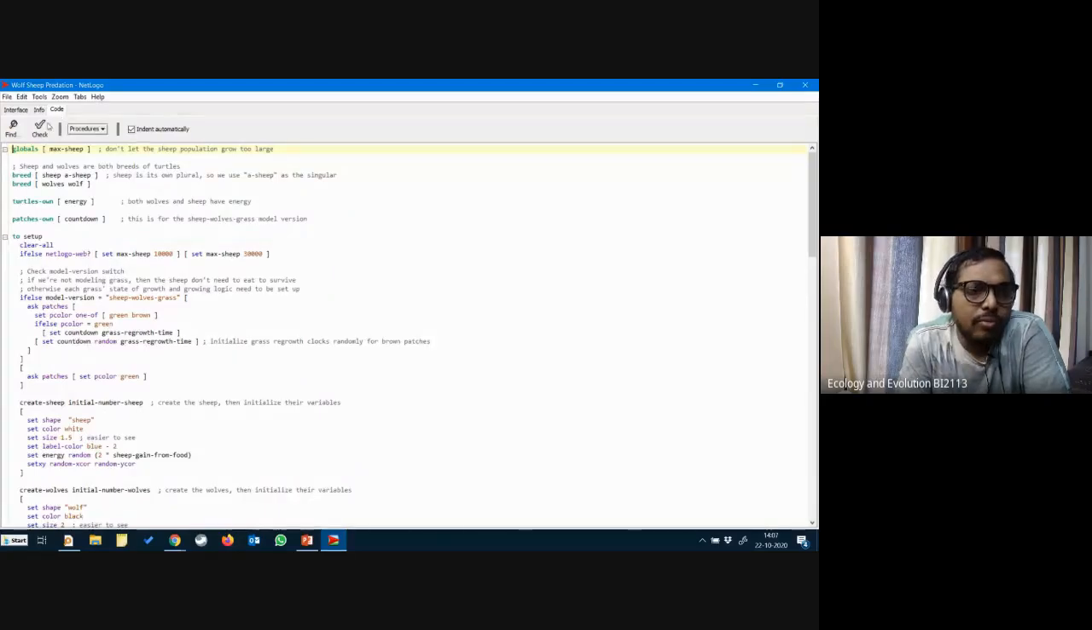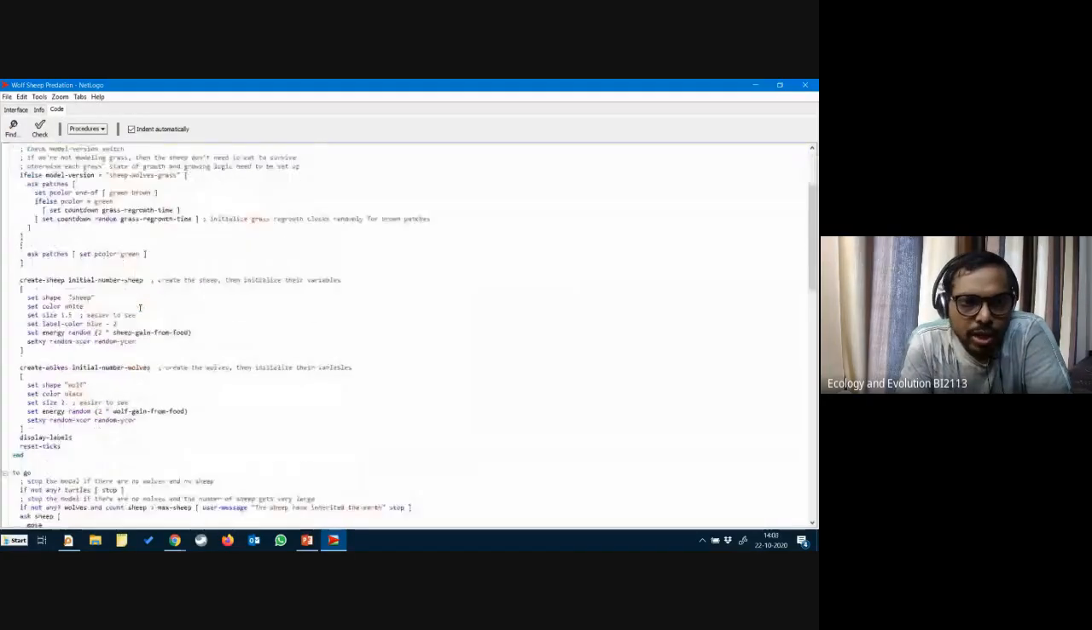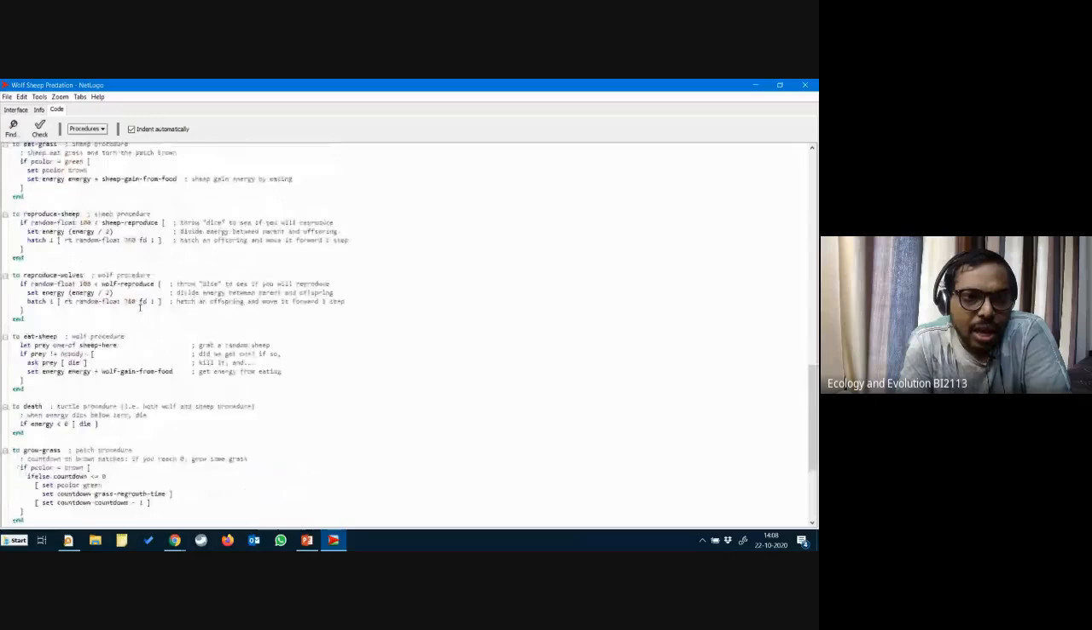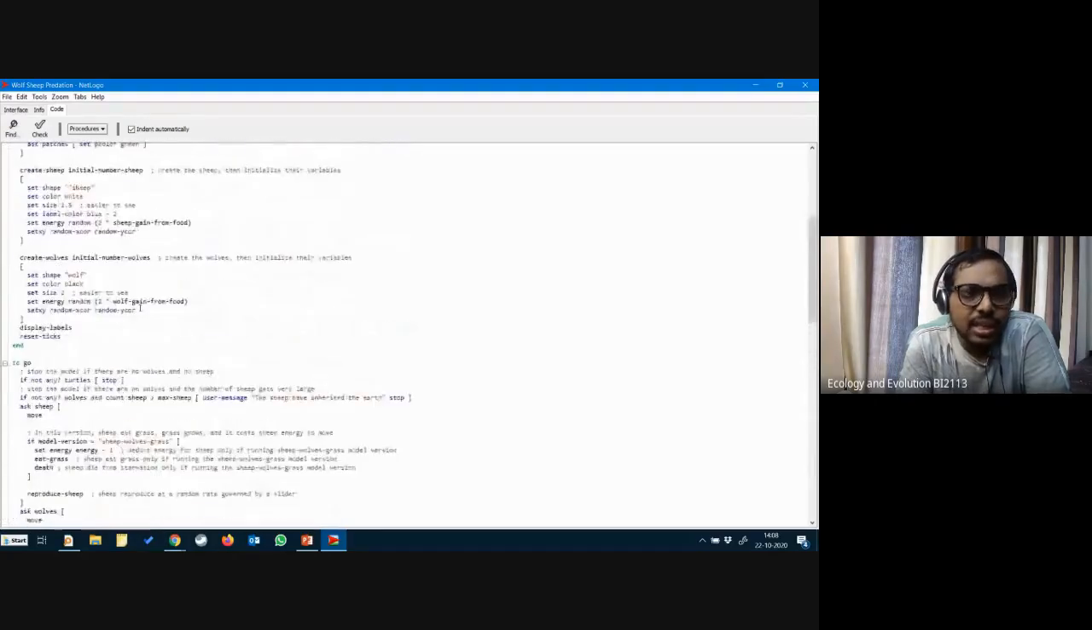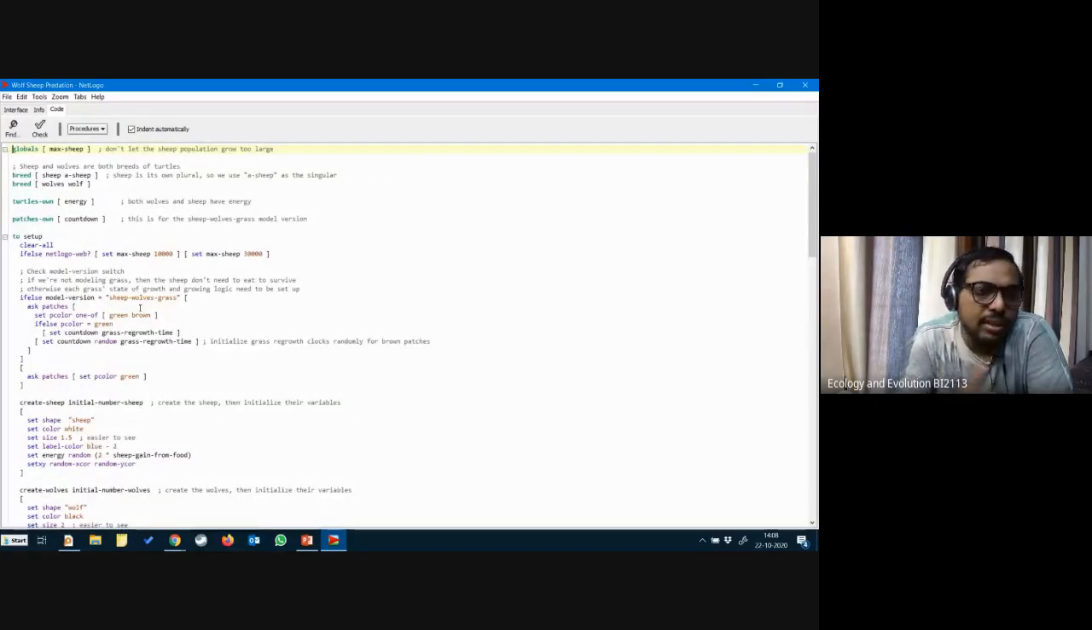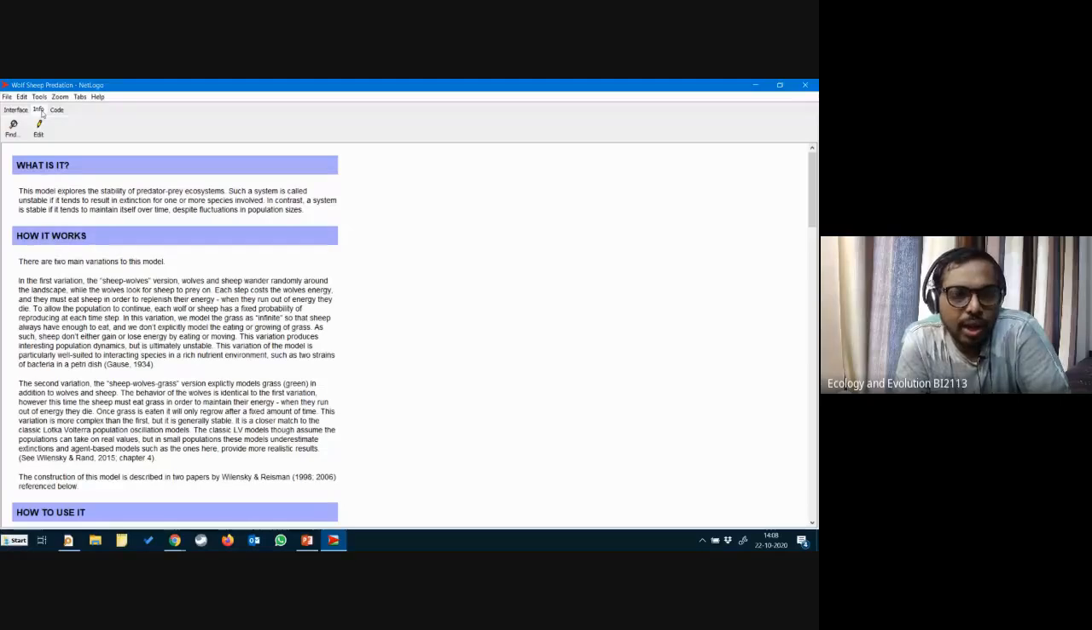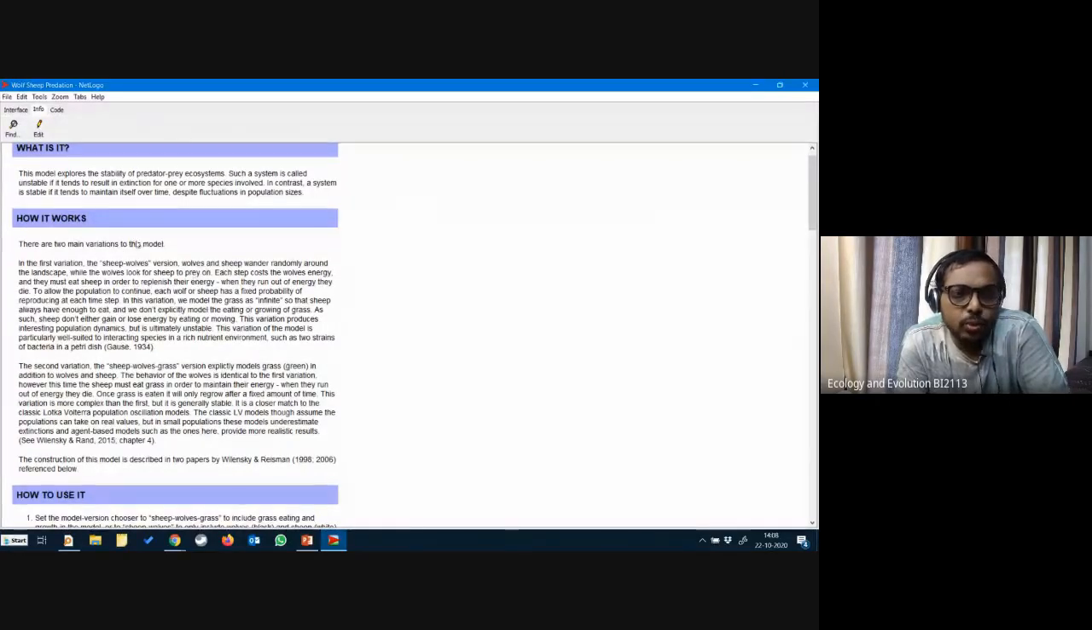The beauty of NetLogo is that the entire code is right there in front of you, and this is very easy code. It is a variant of Logo, so if you as kids have played with Logo, then you should be very familiar with this stuff. For this, we need to look at the info tab. The info gives all information about the backdrop, how the model works, and so on and so forth. As it says, there are 2 main variations to this model.